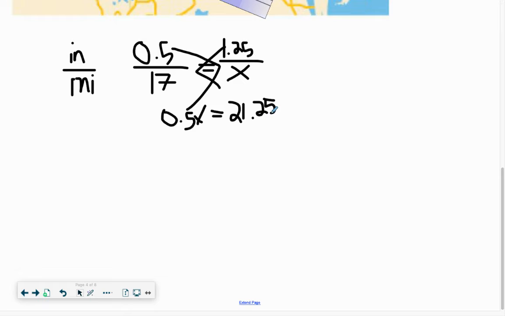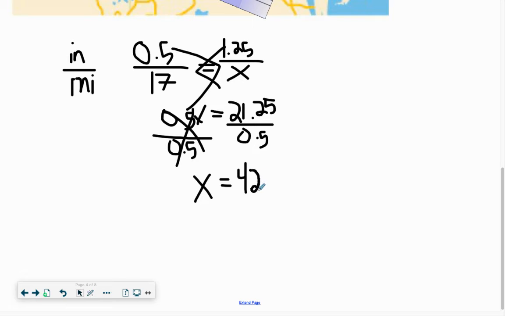And then you need to solve this equation. So divide each side by that 0.5, by that half, because we want to get rid of that half in front. So all we have left is the x. Divide this side by 0.5. Type that into a calculator, get our answer, about 42.5. Map is slightly off there, but it does work out.